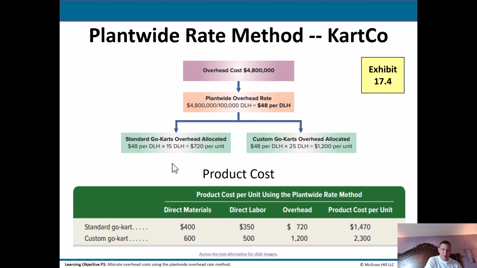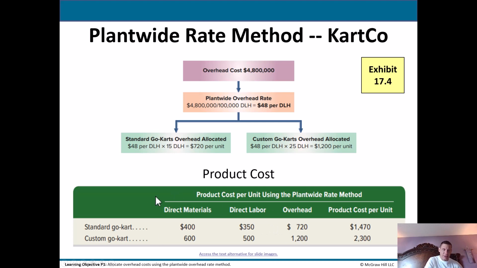And then this is just showing how they split it up, right? So we got standard on the left, custom on the right. You can see here, 720 per unit went to standard. 1,200 per unit went to custom. So that's kind of telling us that the custom appears to be a little more intensive, if you will, when it comes to the overhead. Down here, you can see the product costs. You can see the materials, the labor, and the overhead.